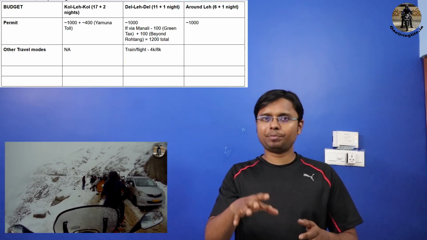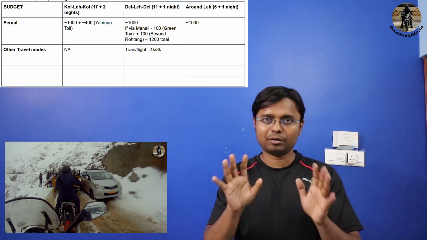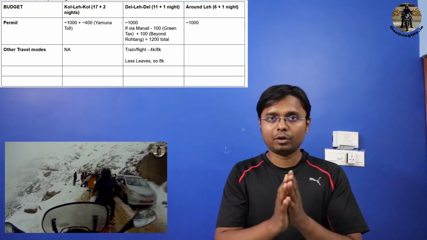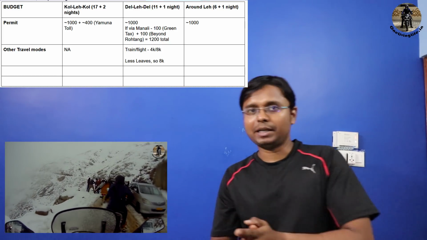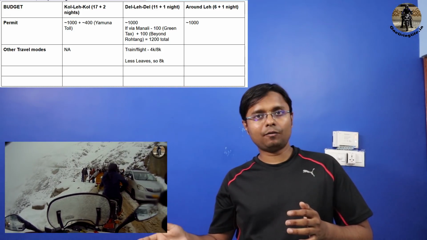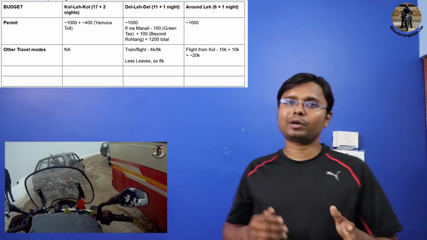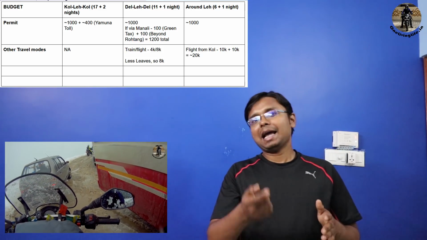It would also be cheaper if you book many months in advance. Anyways, rough estimate: 4,000 for train and 8,000 for flights from Kolkata to Delhi and back to Kolkata. And for those who are flying all the way to Leh, it would be a rough estimate of around 20,000 for a round trip from Kolkata to Leh and back to Kolkata.